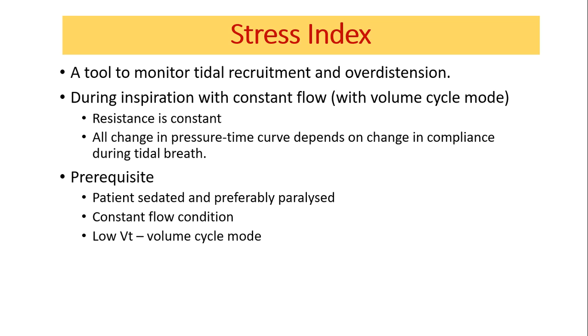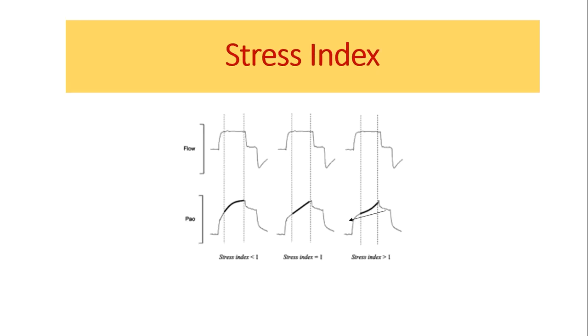The changes in pressure time scalar will depend on the change in compliance. Prerequisite: the patient should be sedated or preferably paralyzed. It's a constant flow condition and a volume cycle mode. So this is the graph of the pressure time scalar which we get. The upper one is flow time, because it's a positive and a negative reflection. If you see the lower one, you see that the three graphs look different.